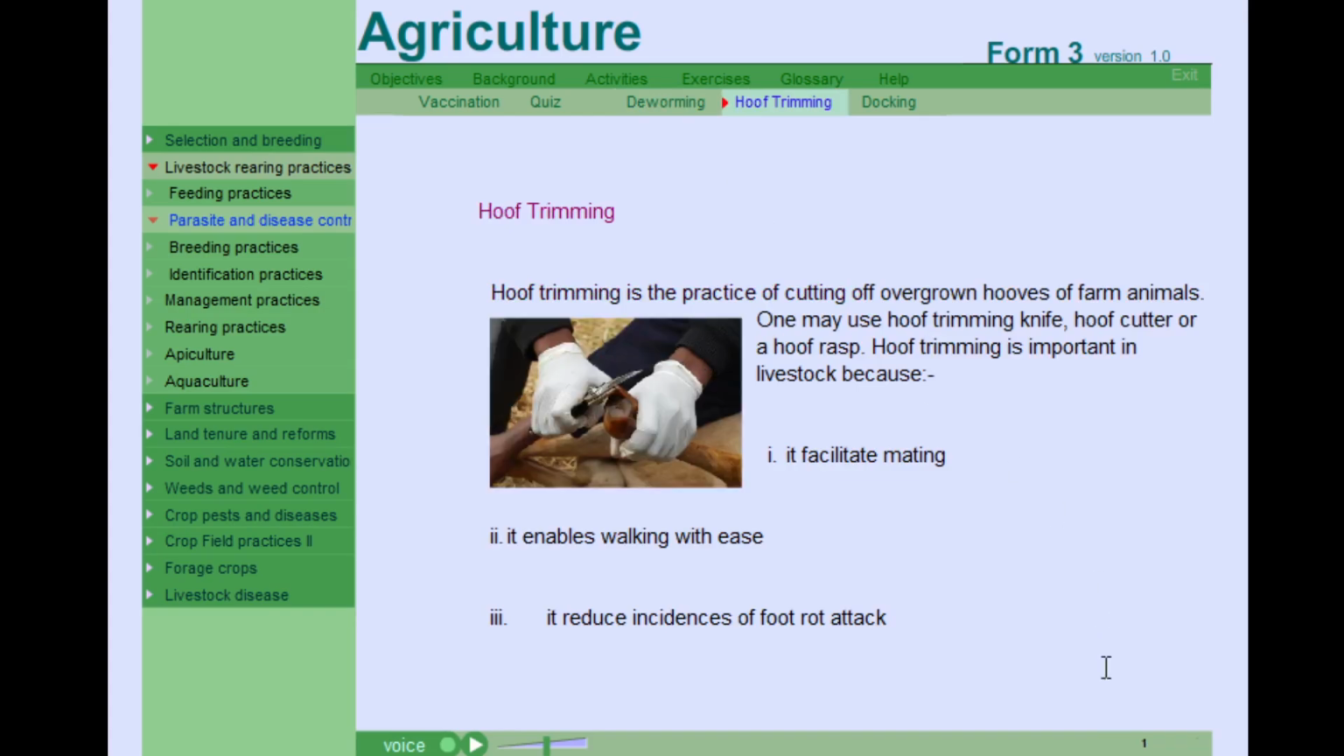Hoof trimming. Hoof trimming is the practice of cutting off overgrown hooves of farm animals. One may use a hoof trimming knife, hoof cutter, or hoof rasp. Hoof trimming is important in livestock because it facilitates mating, it enables walking with ease, and it reduces incidences of foot rot attack.